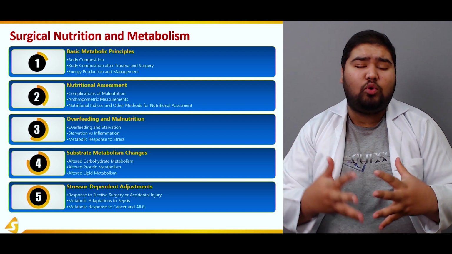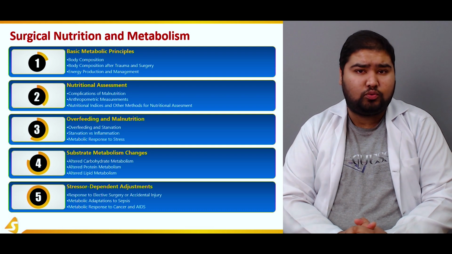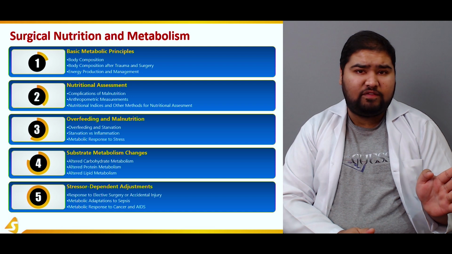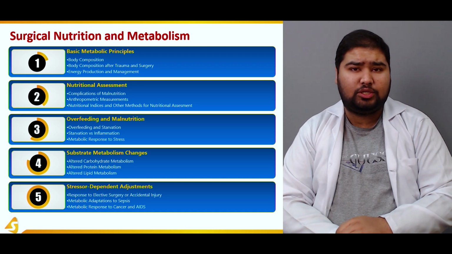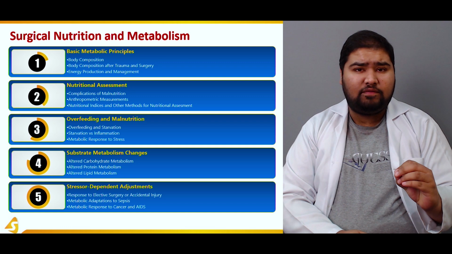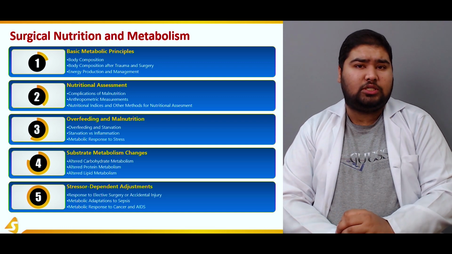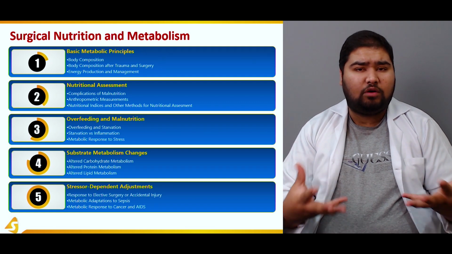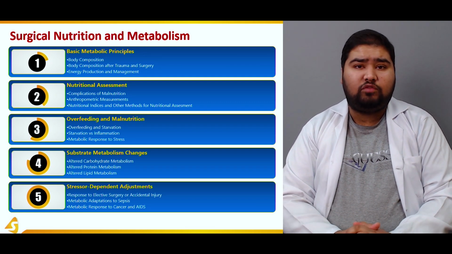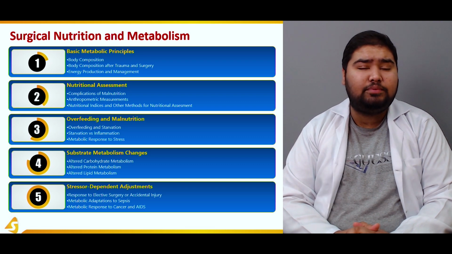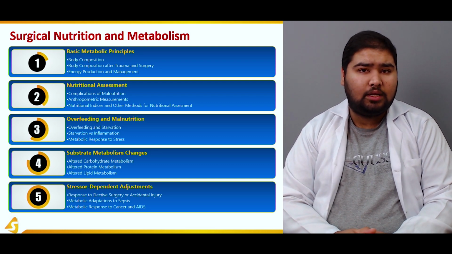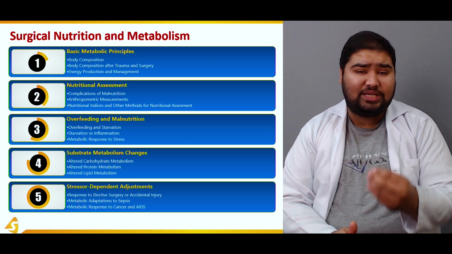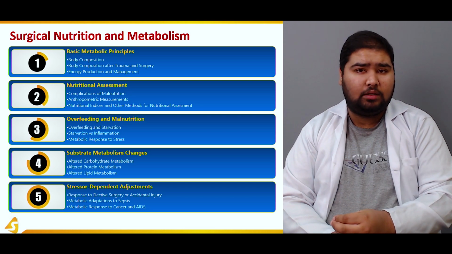We'll also see what they do in a normal individual, and when this normal individual, whether be it an overfed individual or a malnourished individual, comes to you for an elective or an emergency procedure, what happens to the basal metabolism of this patient. In the fourth section, we'll be dealing with substrate metabolism changes. We'll see what does the surgery do to the body in terms of metabolism.